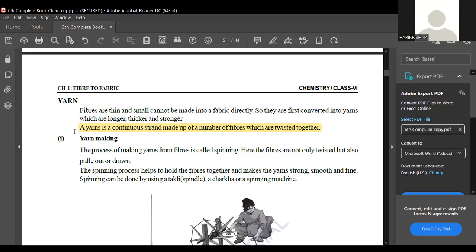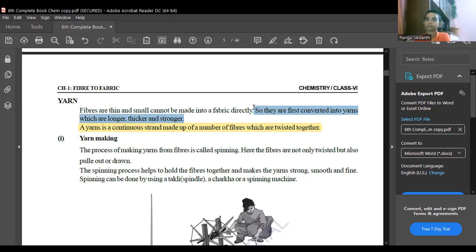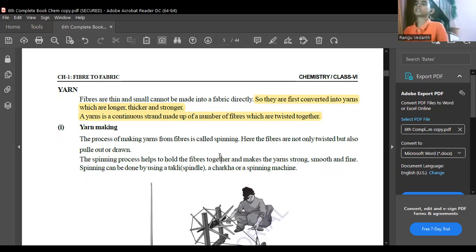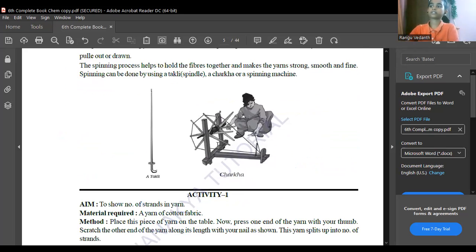Fibers are thin and small and cannot be made into fabric directly because they will break easily. If you prepare fabric directly from the fiber, it will not be very strong. It will break easily. So that is why they are converted into yarns. Yarns are generally longer, thicker, and stronger than fibers. Then yarns are converted into fabrics by the process of knitting or weaving.